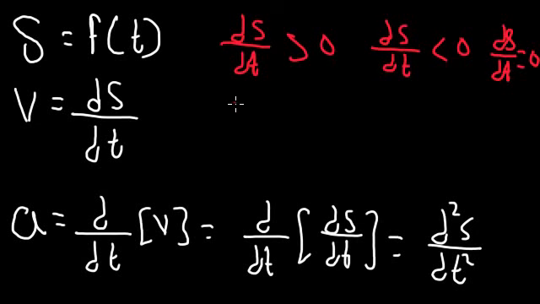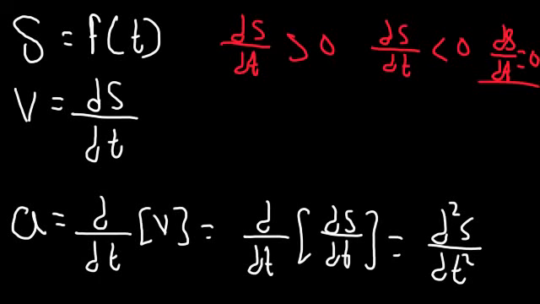These key statements are very, very important. This is when the particle is moving away from a particular point, and this occurs when the particle is moving towards a point, and this occurs when the particle is not moving, it's momentarily at rest.